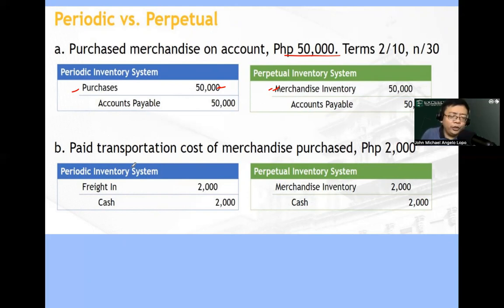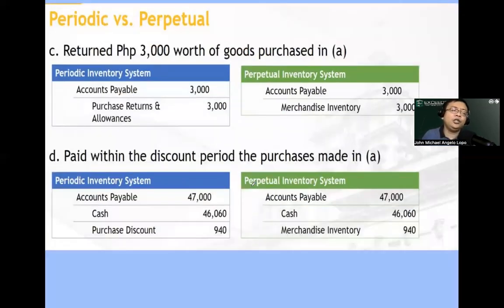How about you pay for transportation or freight in? Tinan mo yung periodic. Specific, di ba? Freight in. Tinan mo yung perpetual. They're using merchandise inventory. Okay. What else? Return of 3,000 worth of goods purchased. So, binalik niya. Tinan mo yung periodic, accounts payable, credit your purchase, allowances. How about the perpetual inventory system? Please take note on that one. No? Again, merchandise inventory na.